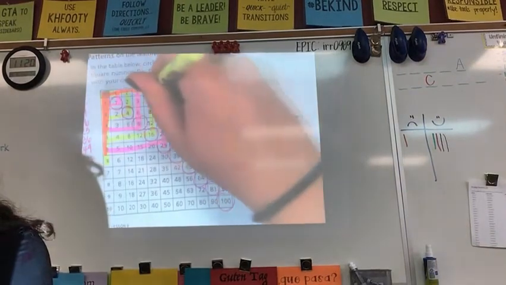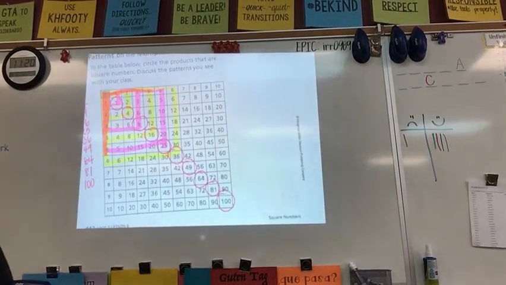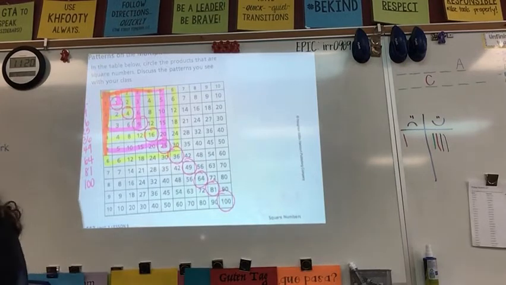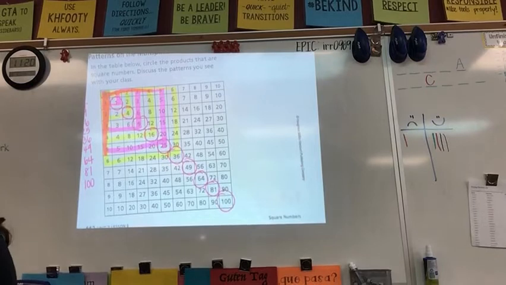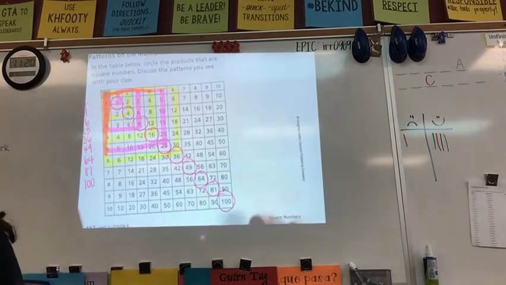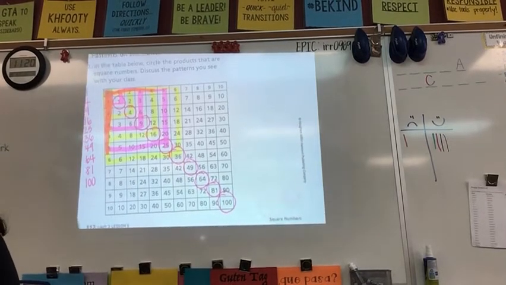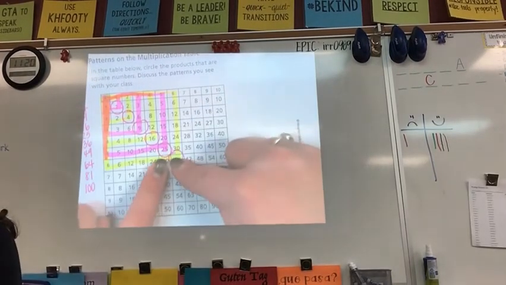6 times 6 equals, do we want to keep doing it for the whole table? Yes. These are called square numbers because they are the areas of squares with whole number lengths of sides. And it's when the 2 sides are the same. So they create a square.